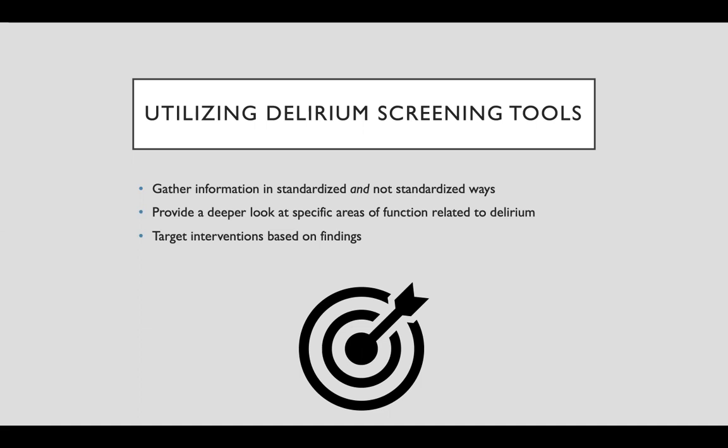So, for example, if you find that they have disorganized thinking on the CAM, you can find that they have sleep-wake cycle disturbances with the MDAS or ICDSC. You can find out some memory issues with the MDAS and inattention with the CAM and with the ICDSC. And like I said, we can better target our interventions and better look at how they are functioning in each one of these specific areas.